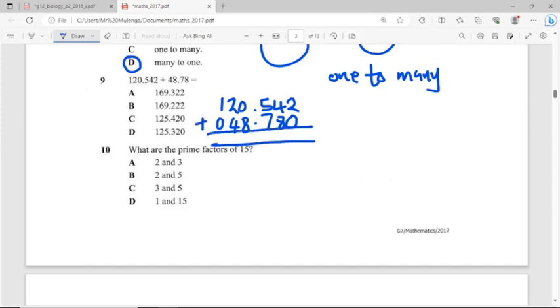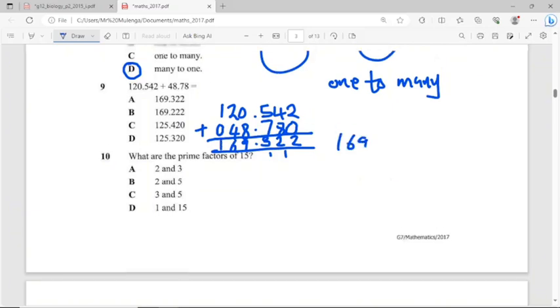0 plus 2, you get a 2. 8 plus 4, it's a 12. You write a 2, you carry a 1. 5 plus 7, it's a 12, plus a 1, 13. So you write 3, you carry 1. Point. 0 plus 8, it's 8, plus 1, 9. 2 plus 4, 6. 1 plus 0, 1. So your answer is what?